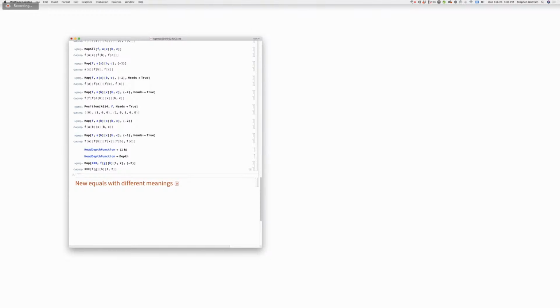Okay. And then do that with heads. Yes. Right. So the entire expression has depth 2 because it has one level of arguments, but so does f of g of h because it has one level of arguments, and so does f of g because it has one level of arguments.